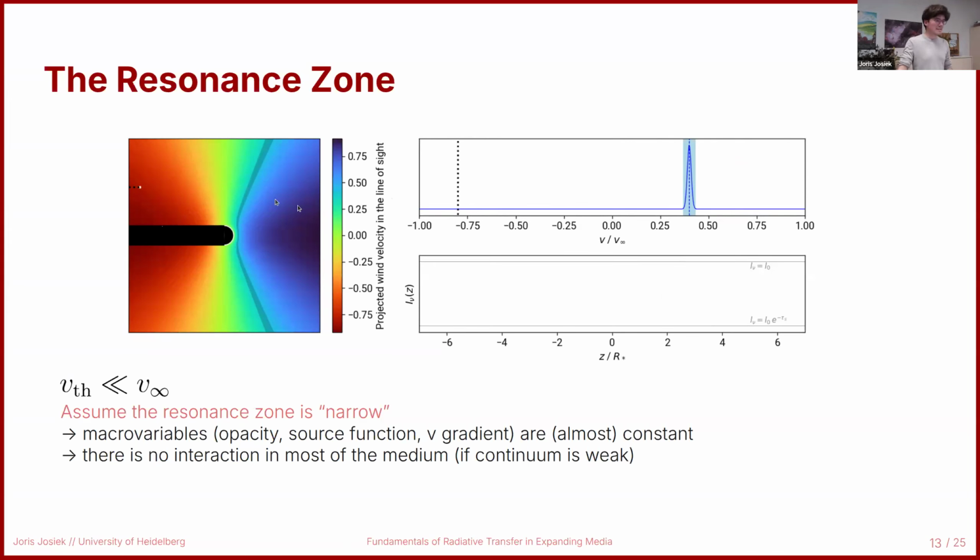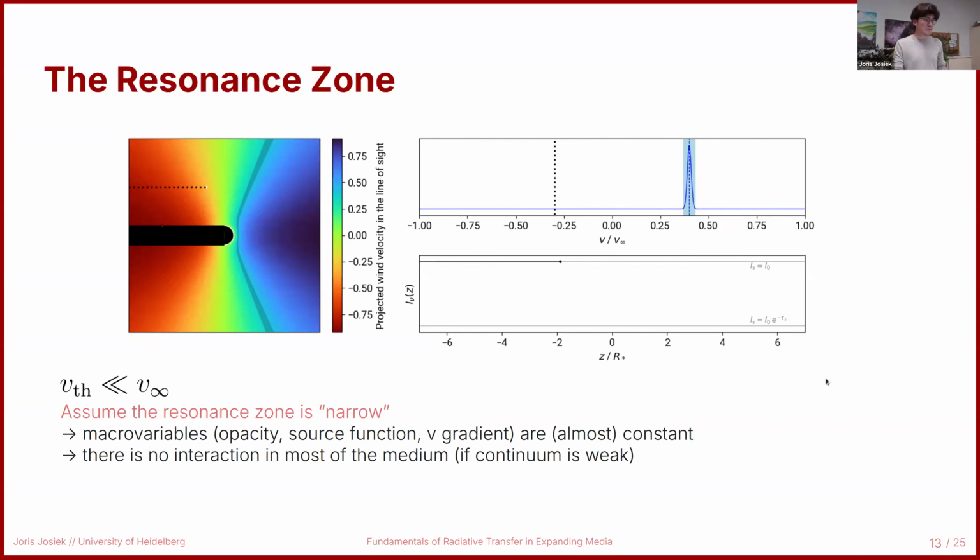So what this means is that if you look at the evolution of the intensity with the moving photon, it will have some sort of constant intensity, I0. Then it will move through the medium and stay constant. And at some point, in just the resonance zone, it will drop. So the photon package will experience absorption, and the intensity will drop exactly by the exponential of the negative of the optical depth of this resonance zone. The optical depth of the resonance zone is also known as the Sobolev optical depth.